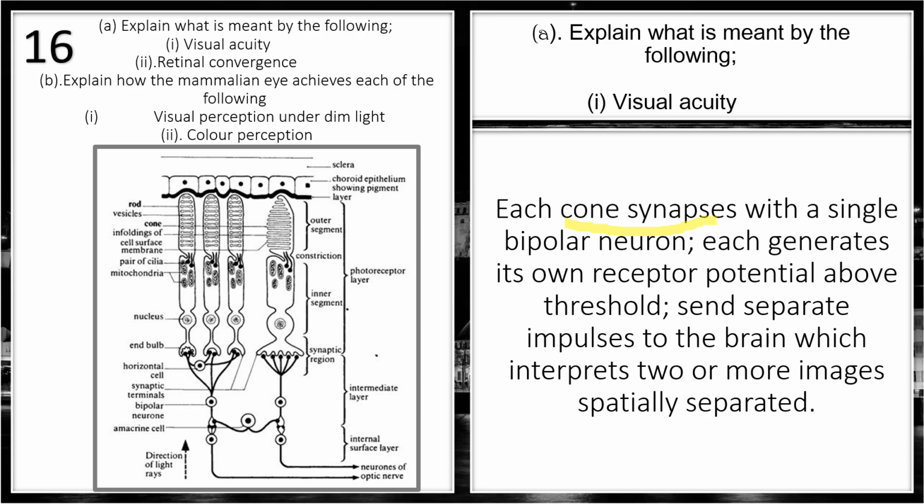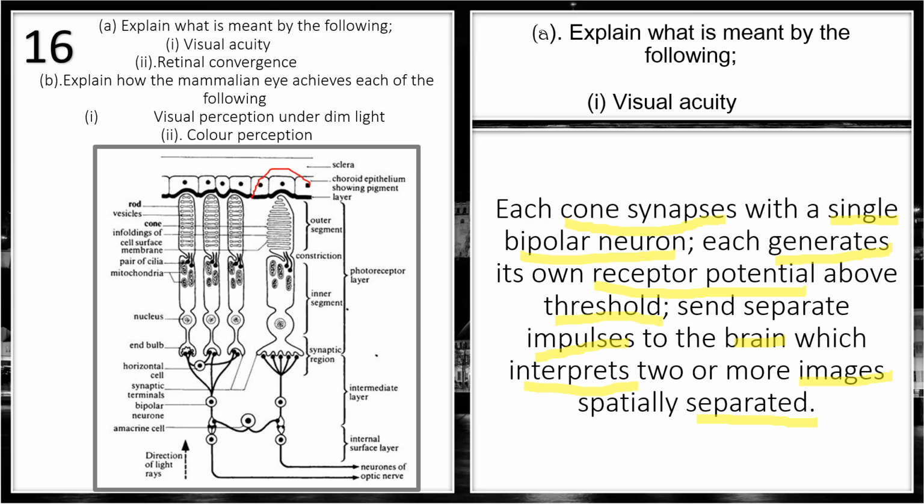Each cone synapses with a single bipolar neuron. Each generates its own receptor potential above threshold, and sends separate impulses to the brain, which interprets two or more images partially separated. So we are looking at the cones.